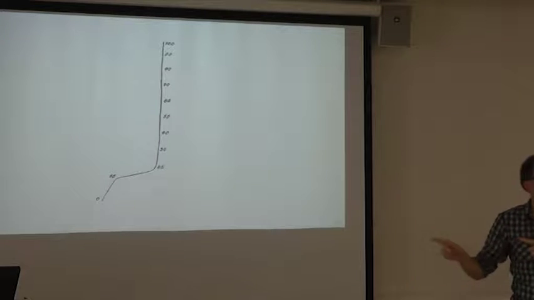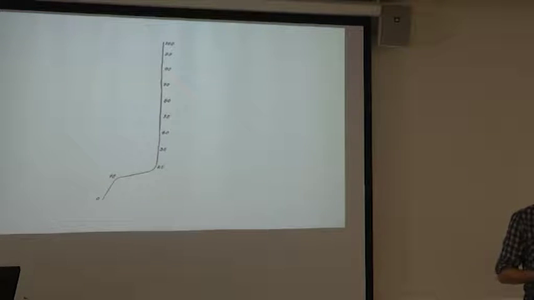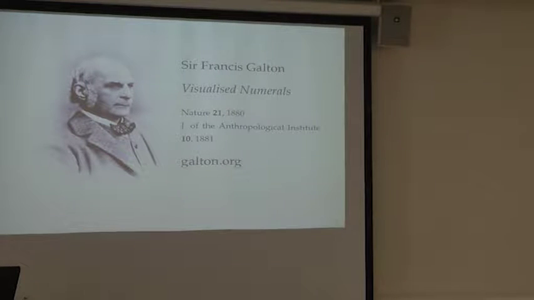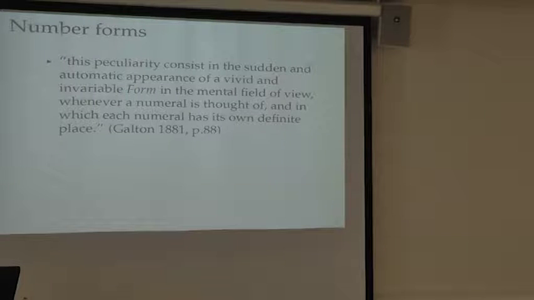So does anybody know what this is? Oh, this is good. Nobody knows about this. It's really nice. I like this. I'm always fearing everybody's going, oh, yeah, that's a number form. This is a number form. And the concept of number forms appeared in two publications by Francis Galton in the 19th century. And he described them as follows. A number form is that this peculiarity consists in the sudden and automatic appearance of a vivid and invariable form in the mental field of view whenever a numeral is thought of, and in which each numeral has its own definite place. Yeah?